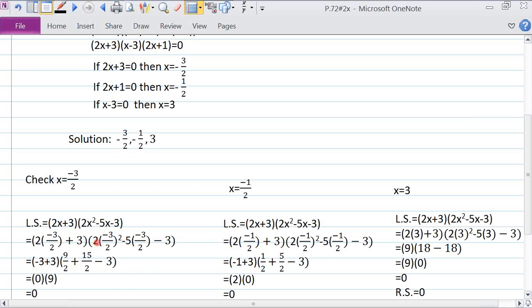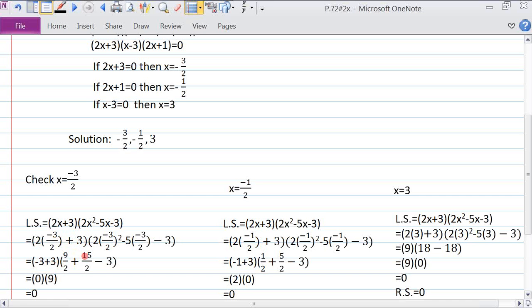Now, when we work this part out, this is 9 over 4 times 2. The 2 goes into the 4, so we get 9 halves. Minus 5 times minus 3 over 2 gives us 15 over 2, and we've got minus 3. So minus 3 plus 3 is 0. So really anything that I do in this bracket doesn't really matter, but I'm going to follow through on it. So minus 3 plus 3 comes from this bracket right here. This part is minus 3, and this part is plus 3, as we've indicated.